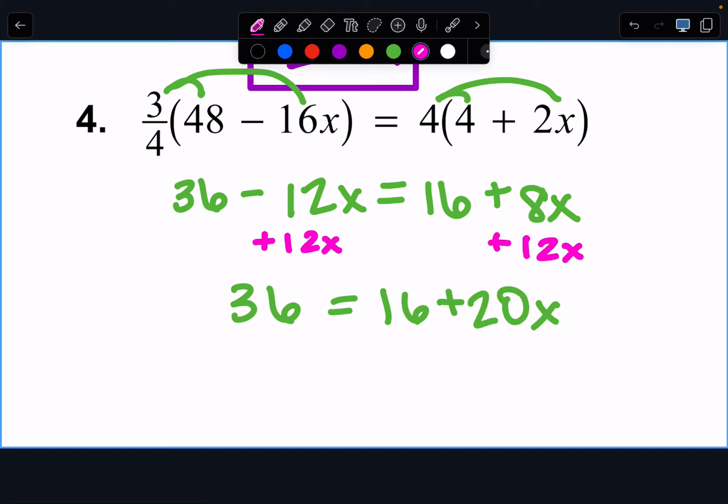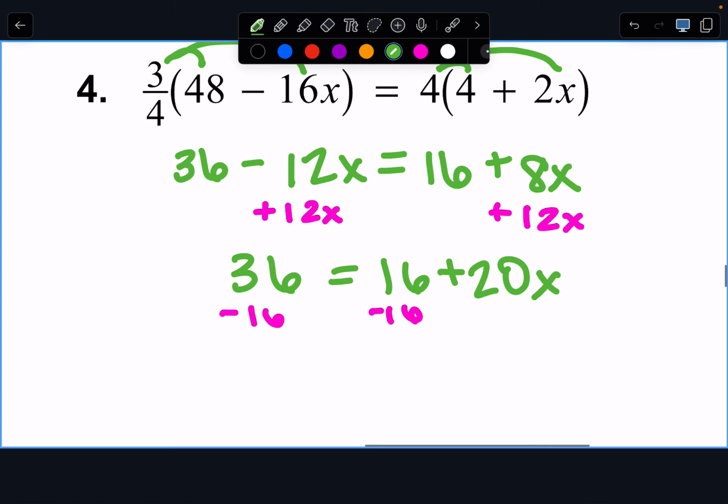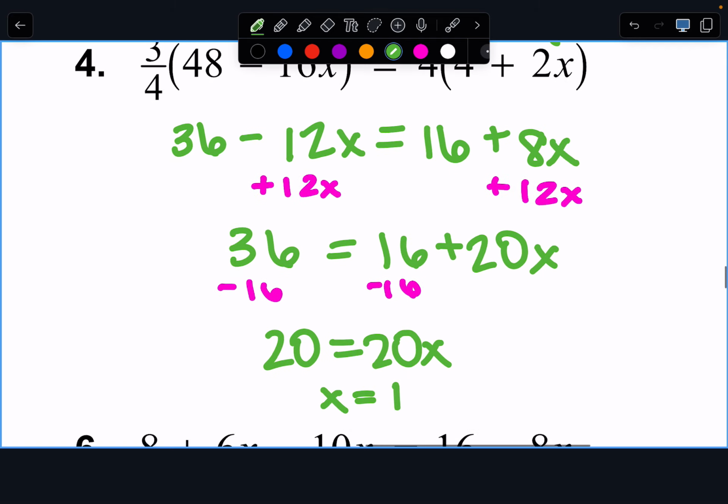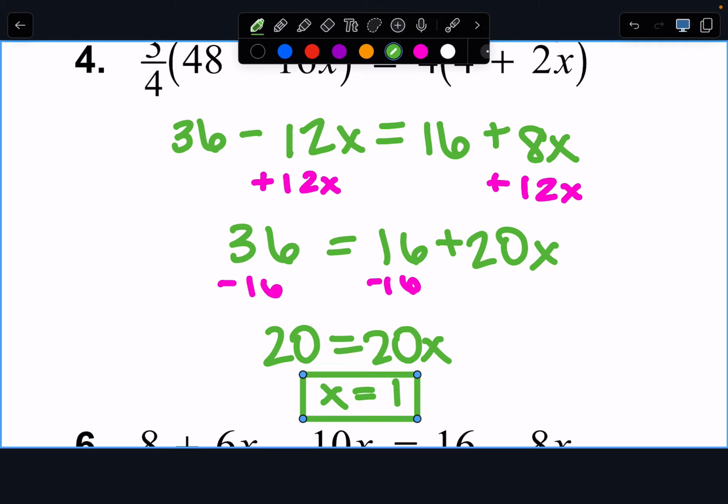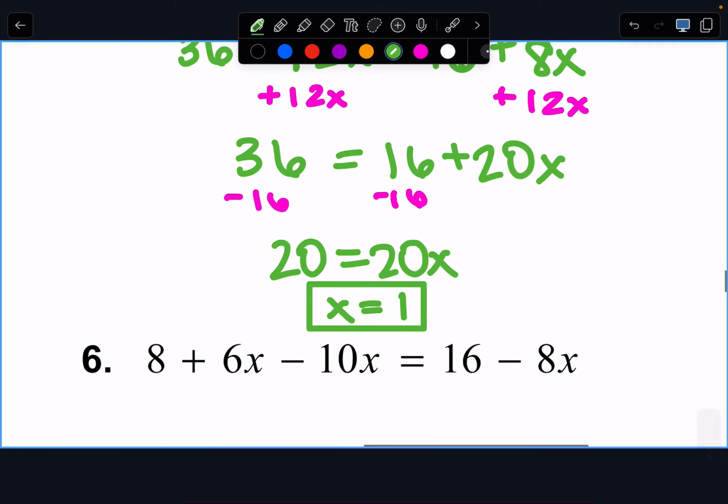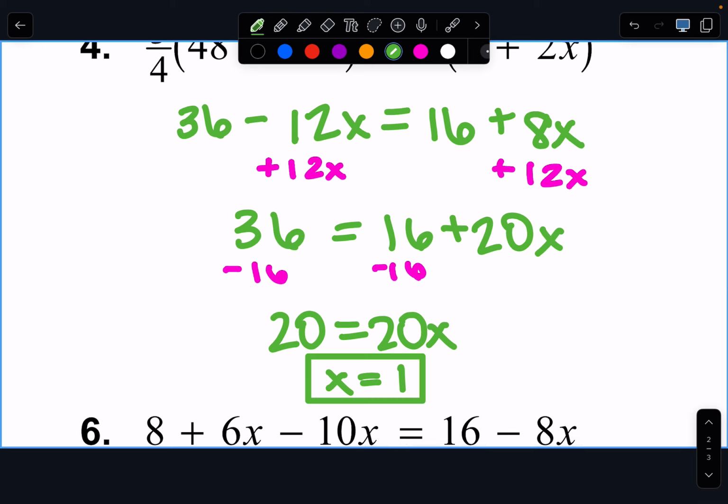So you either have 20 equals 20x, or negative 20x equals negative 20? What's the problem? You got negative 13. You did, Lino? Can I take a look?